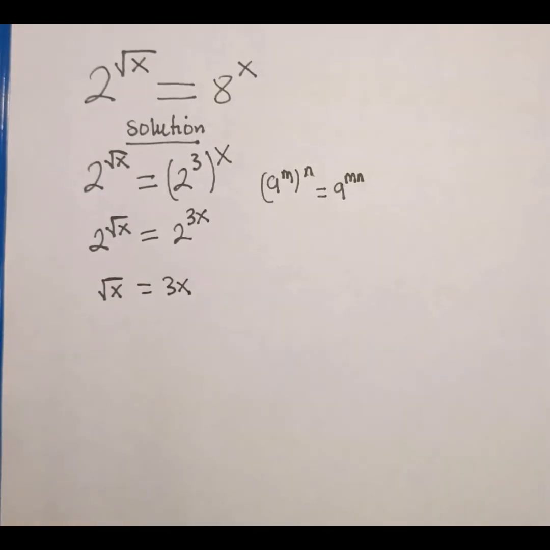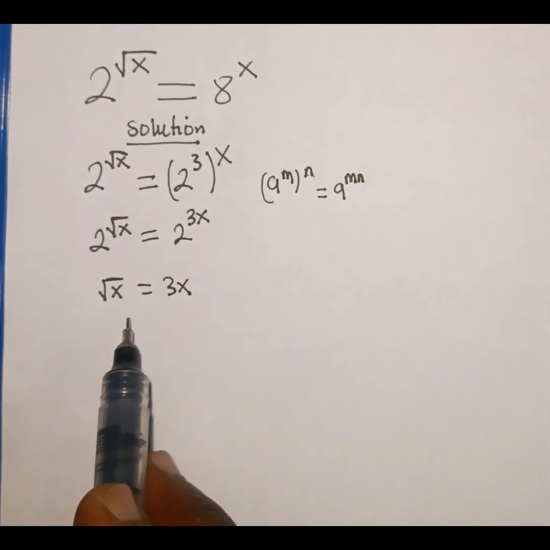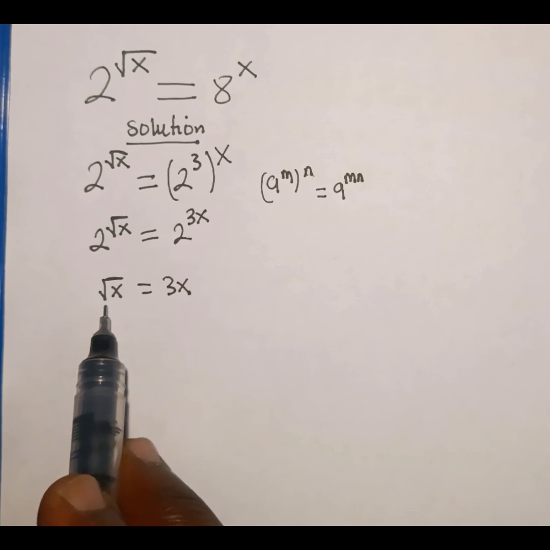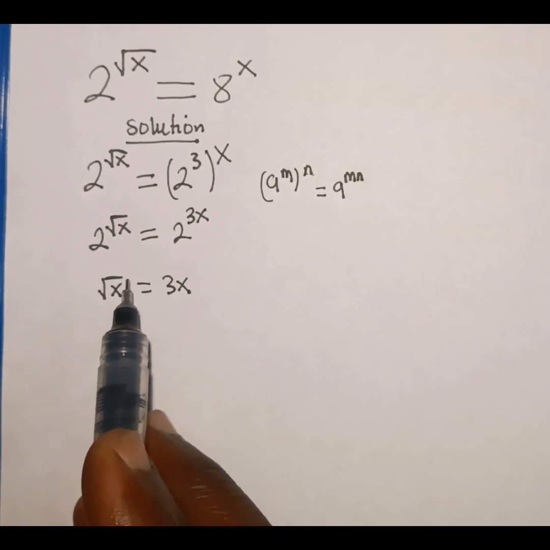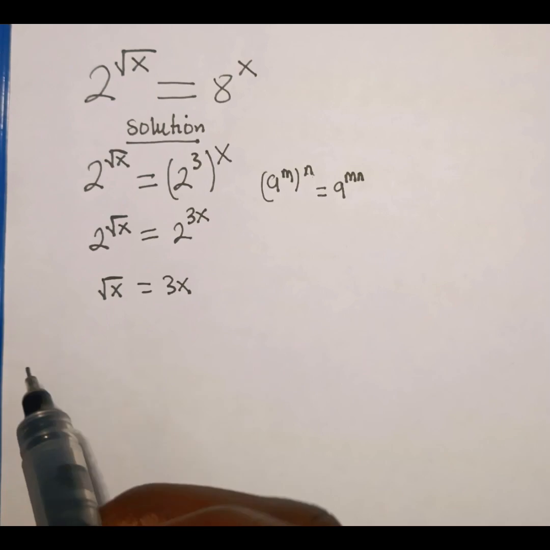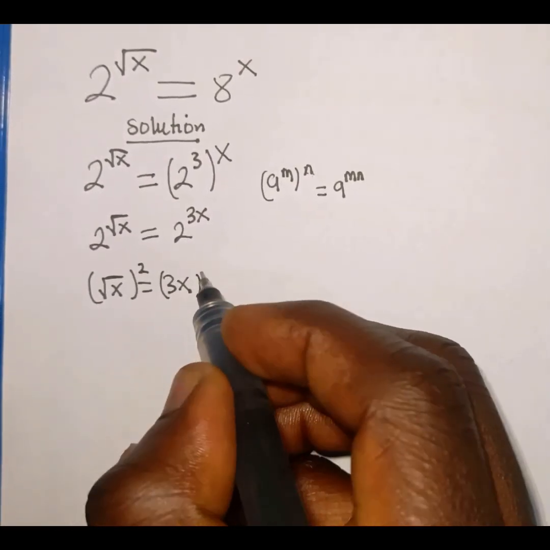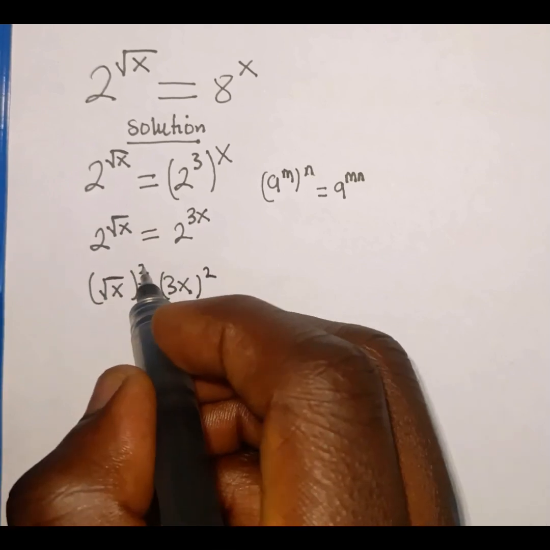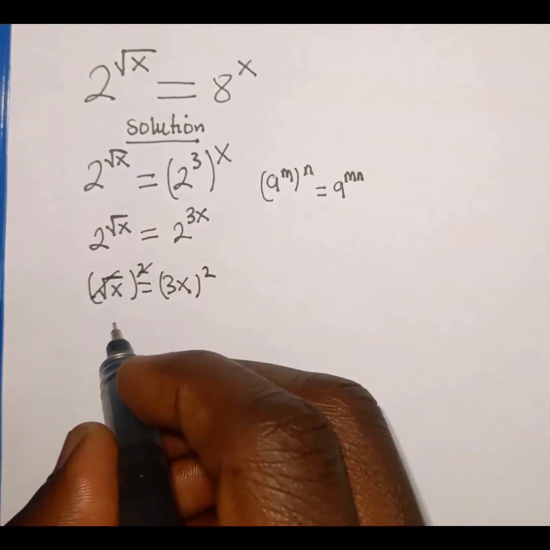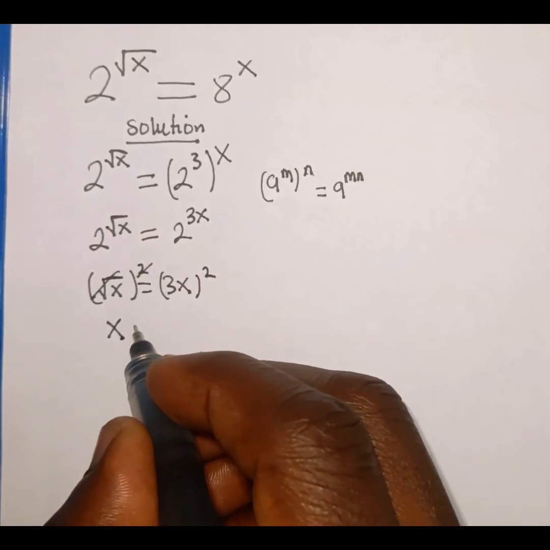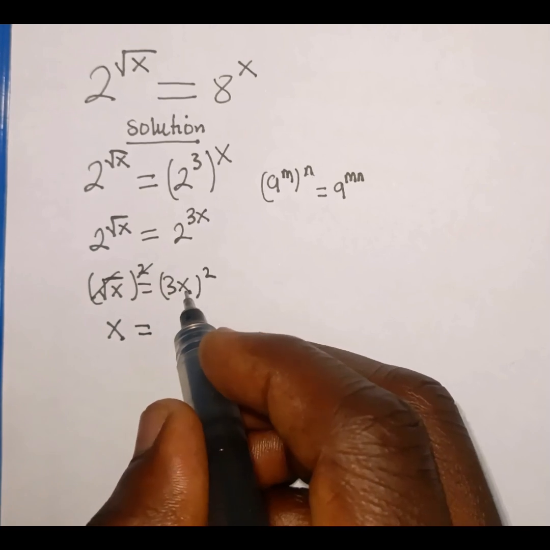Now the next thing we are going to do: we are looking for the value of x, and on the left hand side we have square root of x. To eliminate this square root of x, we are going to raise both sides of this equation to the power of 2, because when you have square and square root, they cancel. So we raise the left hand side to power 2, and when you do anything to one side, you must do it to the second side, so that this square is going to cancel the square root. We are left with just x on the left hand side, which is equal to (3x) squared.